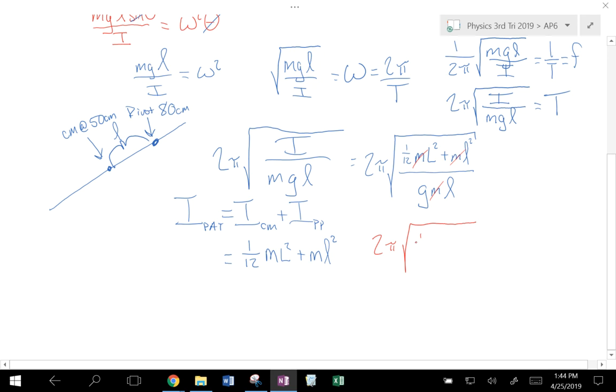So give it a sniff. What should the period for this stick be? Okay, keep in mind, L is 1 and little l is 0.3.